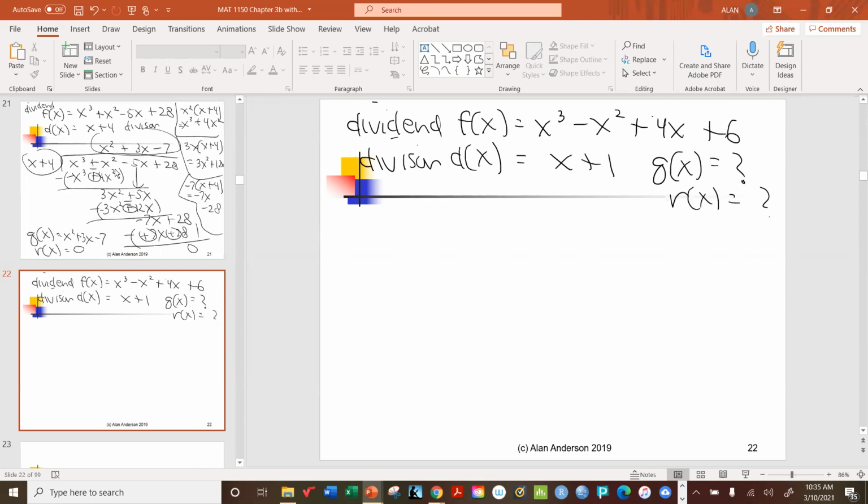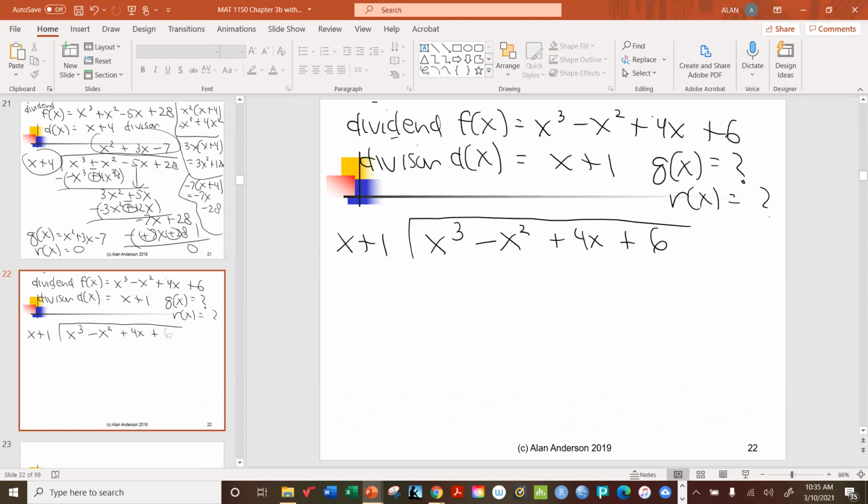So we set it up as x plus 1 divides into... By the way, I almost forgot to mention this. If any of the terms are missing, let's say that there's no x squared here, and I should have made an example like this, you would put 0x squared here just as a placeholder. If you leave it out, you're going to get confused. So if that happens, you do need to put in a 0 as a placeholder. Otherwise, this technique will not work correctly. Okay, so we haven't seen that yet, but it suddenly dawned on me that it could happen.